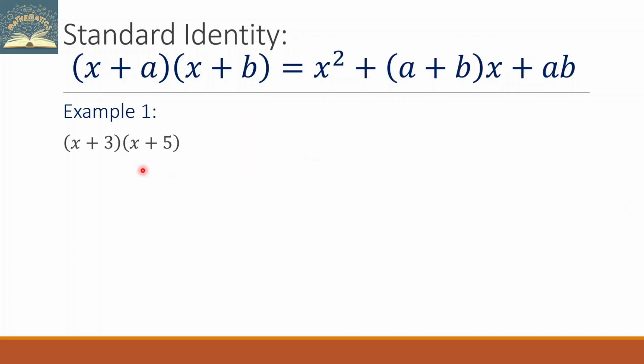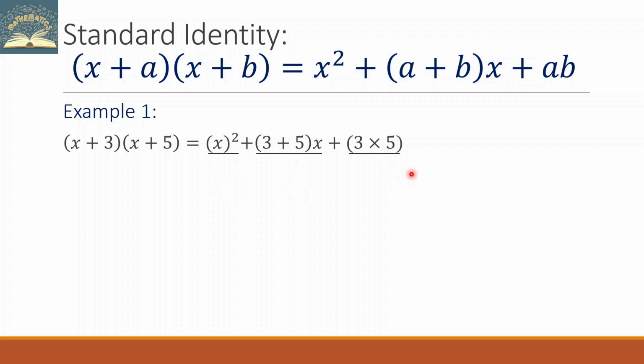Example 1, x plus 3 times x plus 5. There will be three terms. On the first blank, we put the x with power 2. In the middle, this is plus. We add now the 3 and 5 multiplied by x. On the last blank, this is the product of 3 and 5.